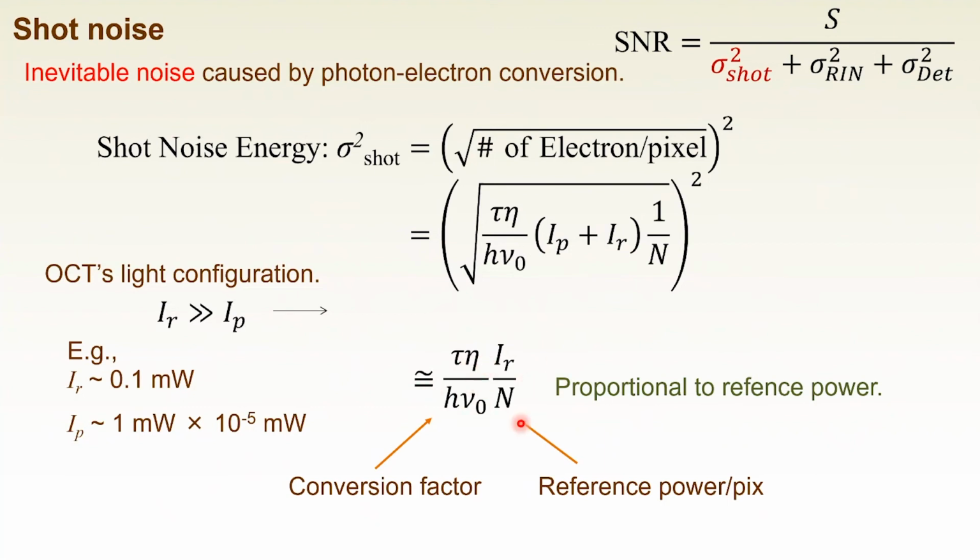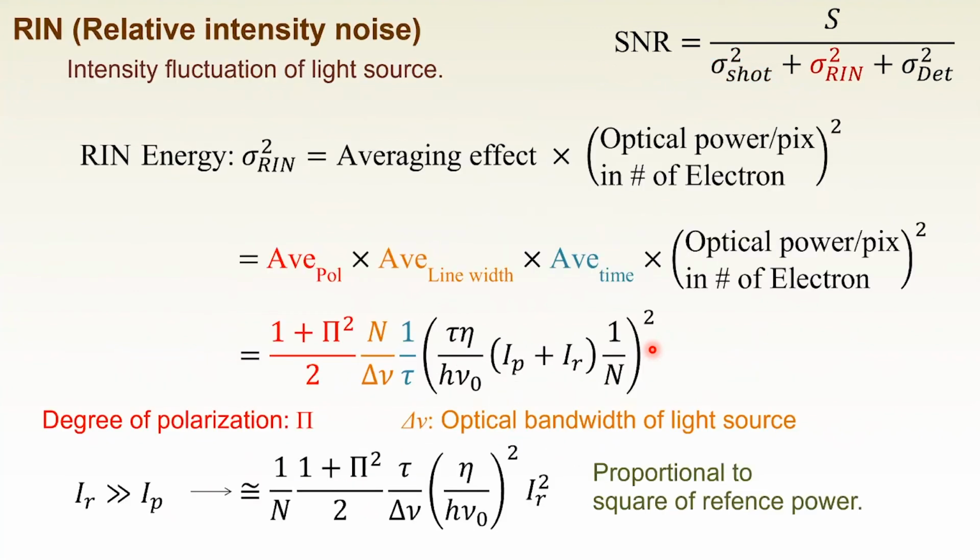Okay, then for the shot noise, what we can see: this guy is again the conversion factor, and n is the number of pixels. And here it's IR, which means the shot noise energy is in proportion to the reference power. It's the main message of the shot noise analysis. Okay, keep it, and then go to RIN.